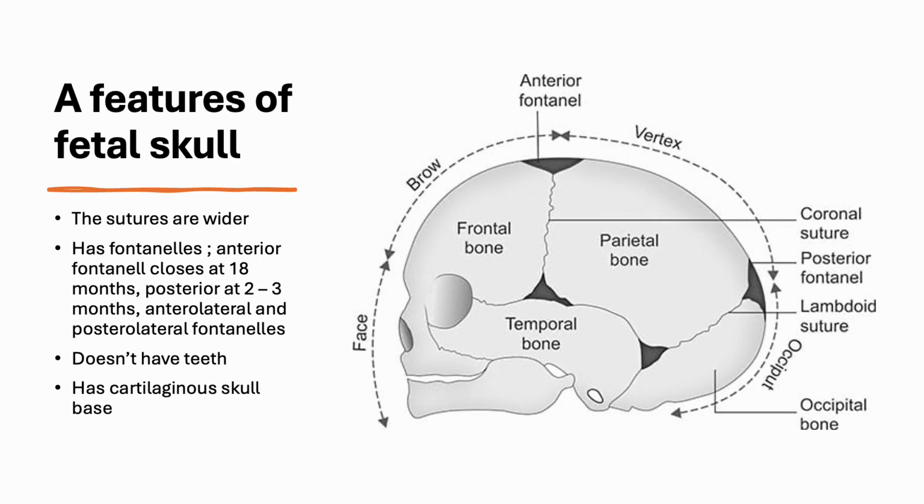There are different features of the fetal skull bone that differentiate it from the adult skull. The skull bones are wider and have fontanelles that close at different ages. The anterior fontanelle closes at 18 months, the posterior fontanelle at 2 to 3 months, along with the anterolateral and posterolateral fontanelles. The fetal skull doesn't have teeth and has cartilage at the skull base.